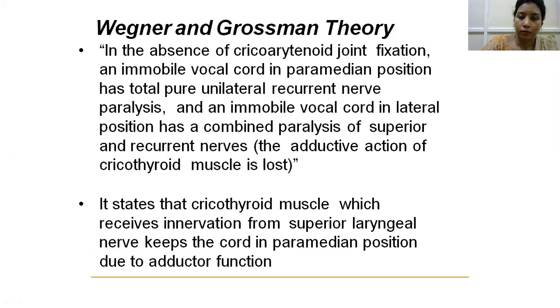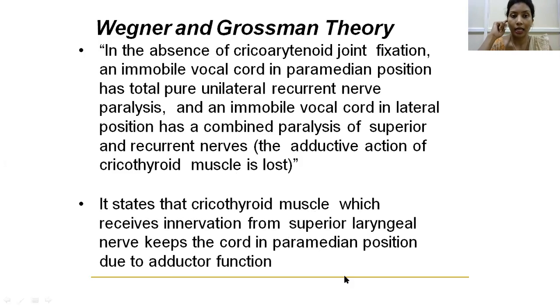Here you have to know about these two theories, which also happen to be 2 marks questions. So in easier terms, what the Wegener-Grossman's theory means is that in the cases of a unilateral recurrent laryngeal nerve paralysis, since the cricothyroid muscle, which receives innervation from the superior laryngeal nerve, is intact, this keeps the cord in the paramedian position due to its adductor function. This is in short. This is to easily understand.